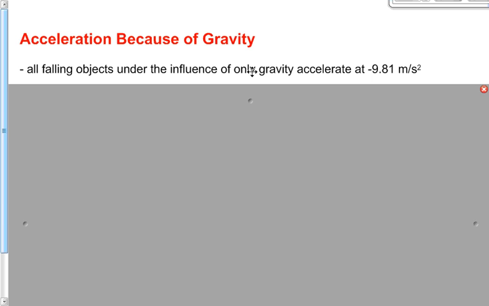Anybody want to take a little stab at why we stick that negative in front? Yep. Yes, because it's falling downwards. It's accelerating downwards. It's speeding up, but it's speeding up downwards.